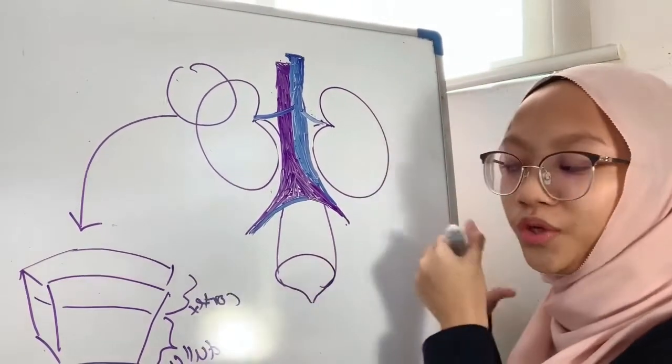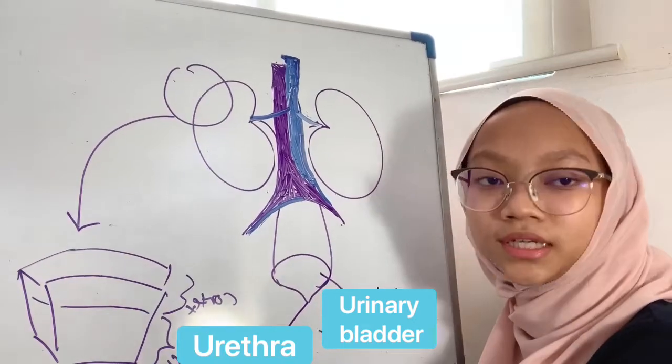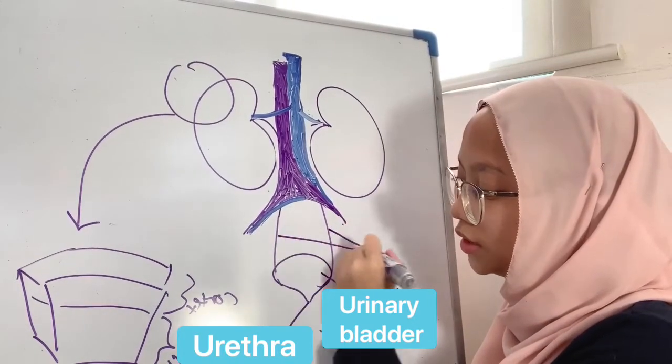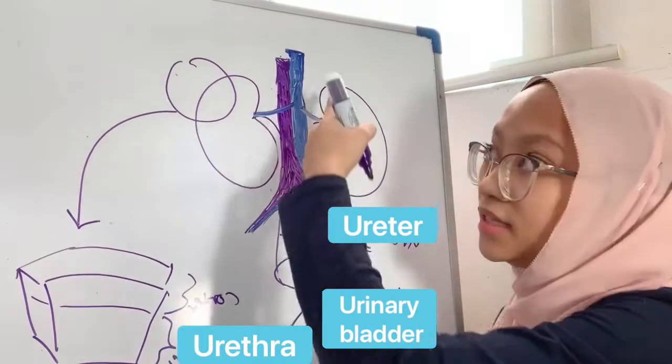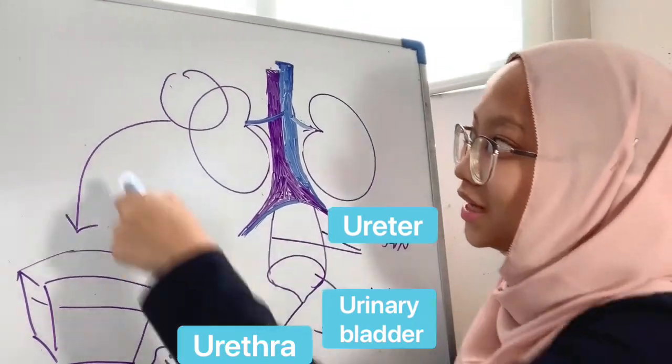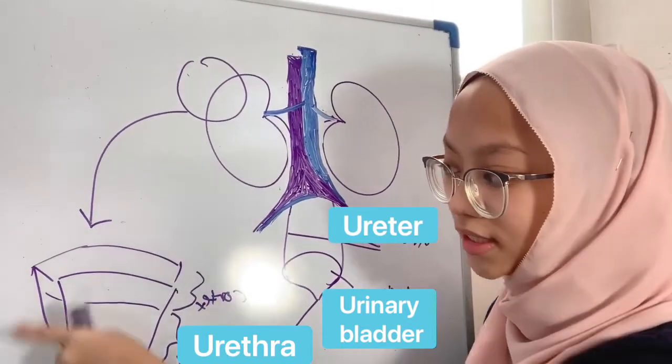This is the urinary bladder. This is known as the urethra, where our urine comes out. This too is known as the ureter. This one, as you know, is the aorta, and this is the vena cava. So let's see the cross-section of the kidney. So the cross-section of the kidney looks like something like this.